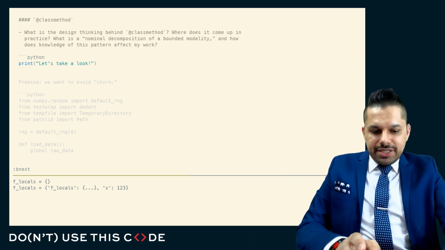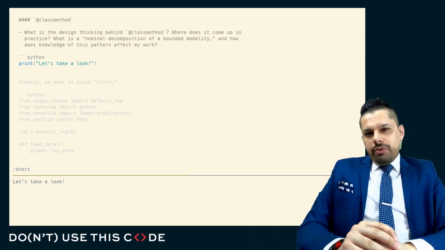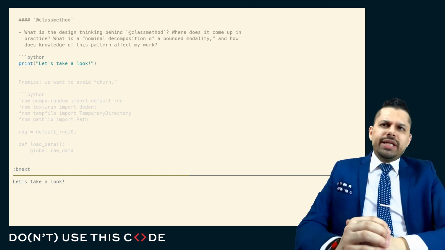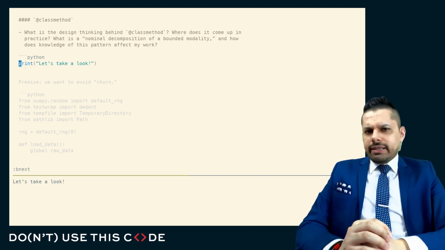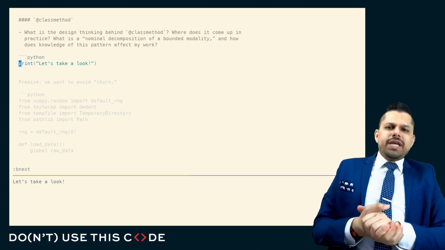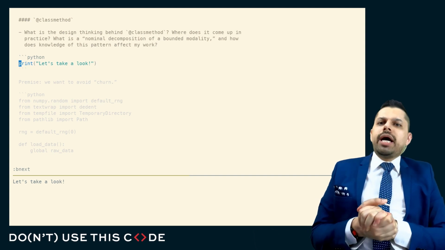Shall we take a look at our next problem? Well, in this question, we want to talk about class method and get an understanding for what is the design thinking behind class method. Class method is another one of these decorators that we see very commonly alongside property.